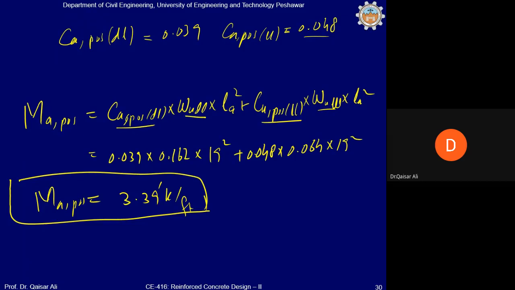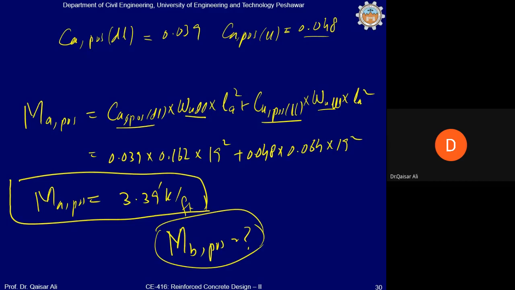Now positive moment along the longer direction. अब हम कैलकुलेट करते हैं, but qualitatively can you tell me MB positive will be greater than this moment or less than this moment? Less than. less than this moment, because we have already derived that moment transfer along the shorter direction will be more as compared to the load transfer along the longer direction.